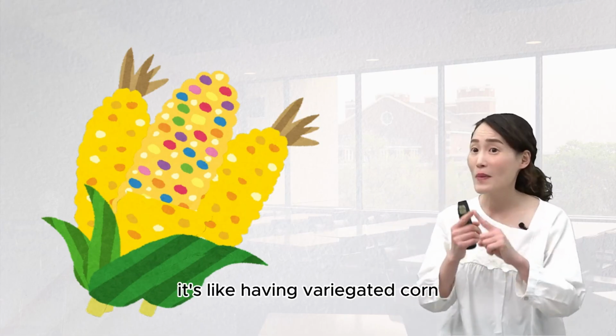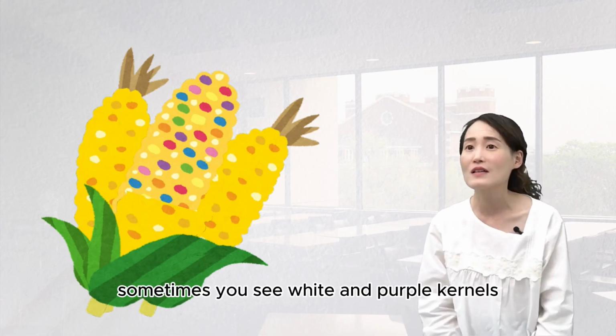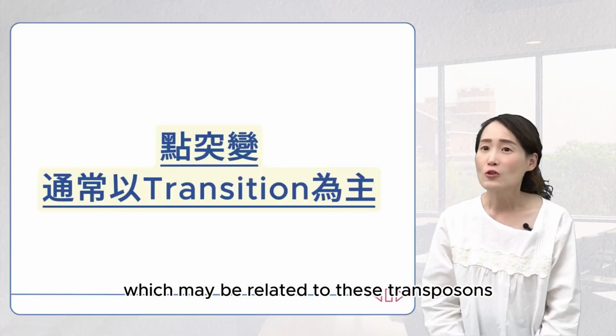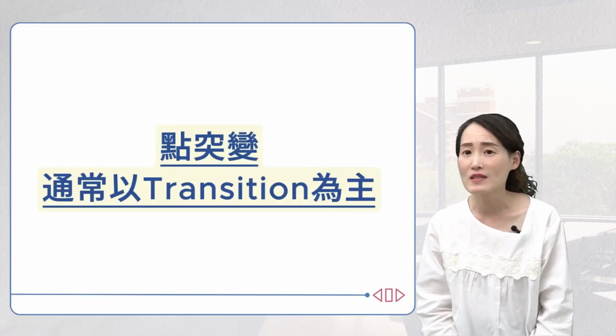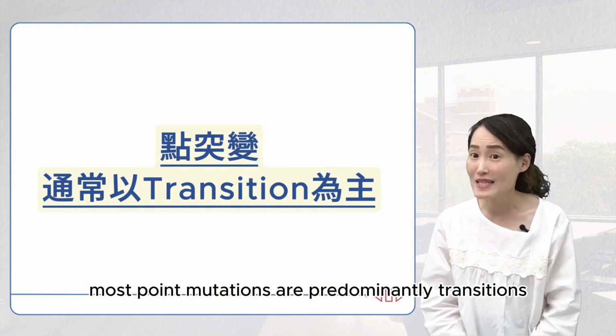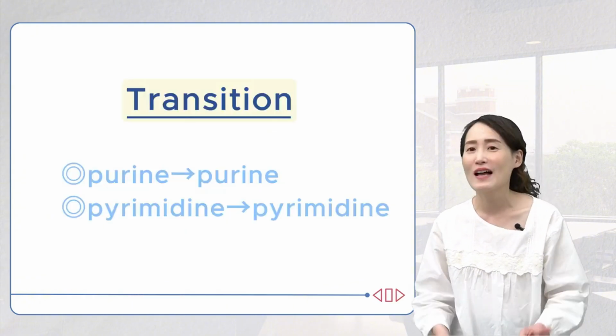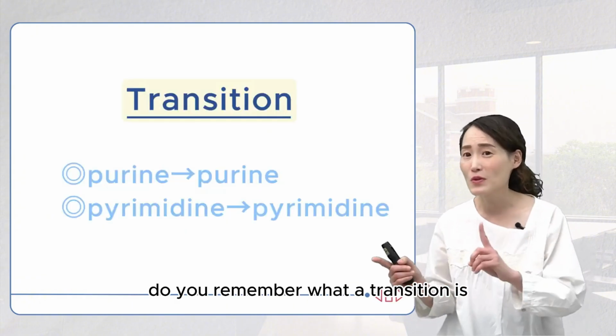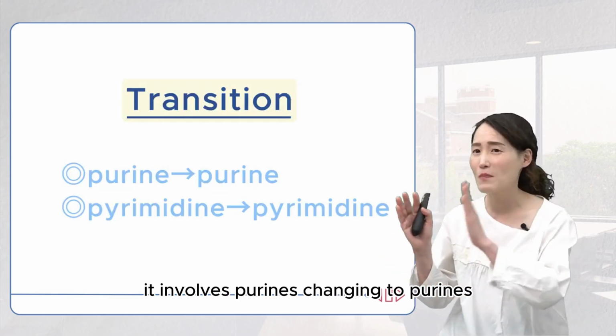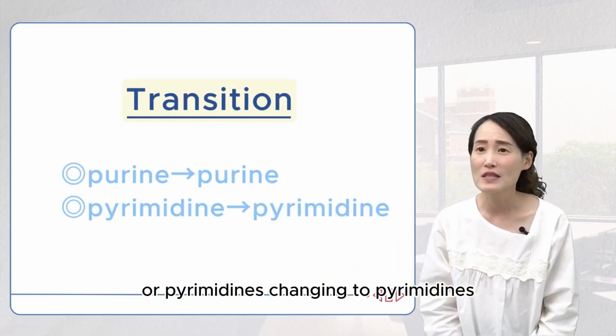It's like having variegated corn. Sometimes you see white and purple kernels, which may be related to these transposons. Typically, most point mutations are predominantly transitions. Do you remember what a transition is? It involves purines changing to purines or pyrimidines changing to pyrimidines.